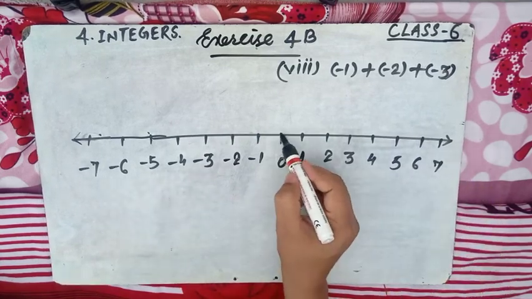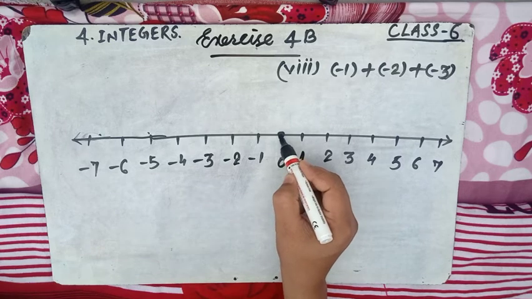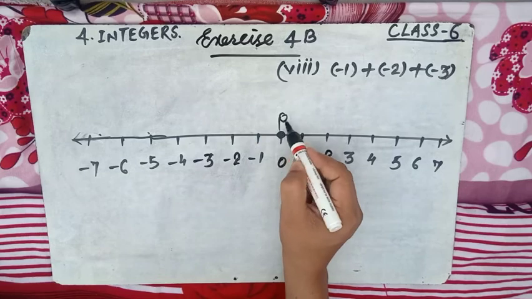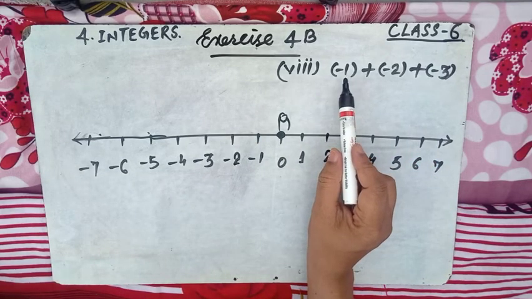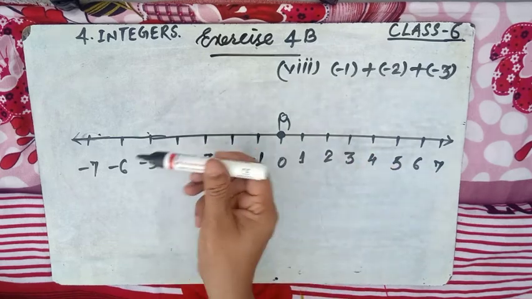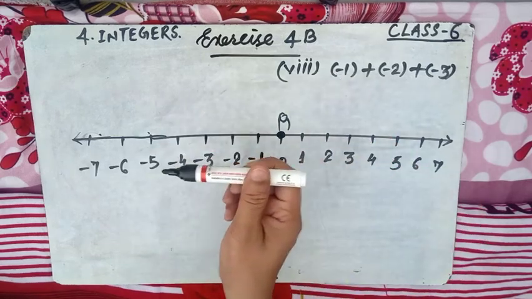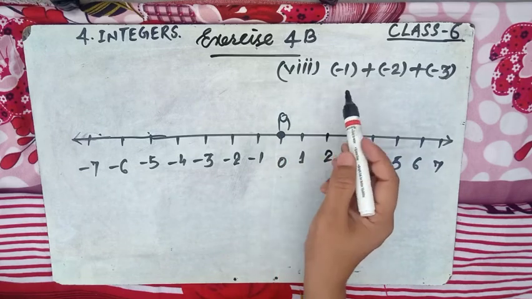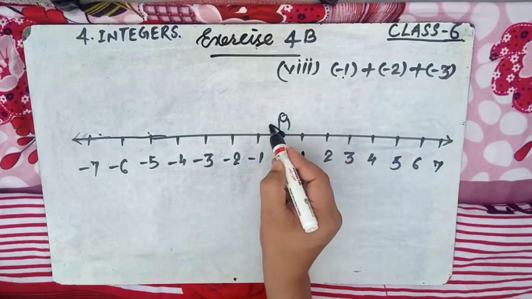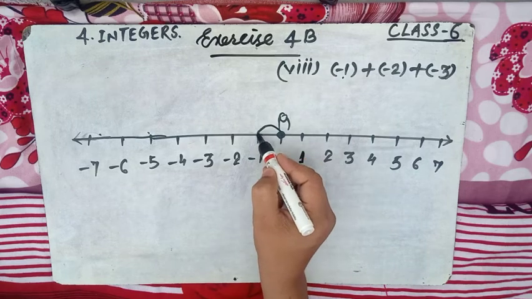Now we will start moving from an initial point. The initial point is 0, and we are standing here. Here is the -1. So -1 means my face is towards the left side, because the minus sign indicates we will move towards the left side of 0. How many steps? Here is the 1, so 1 step. We jump from 0 to 1 here.